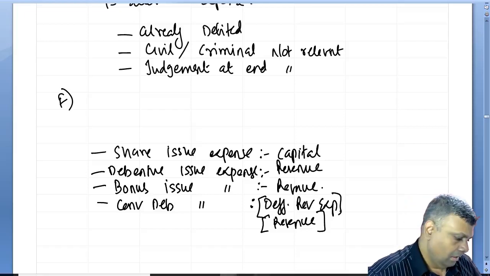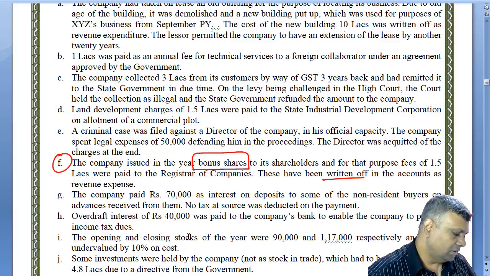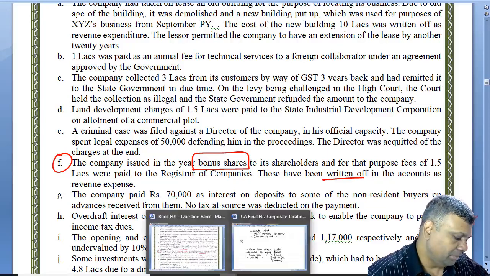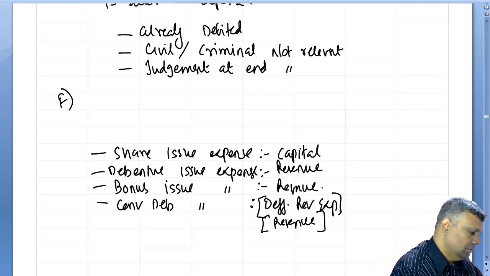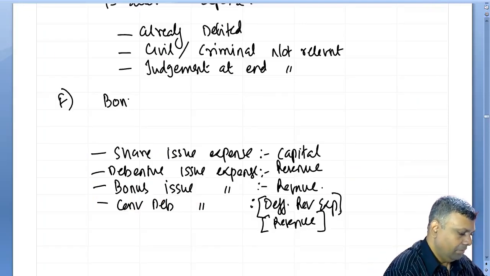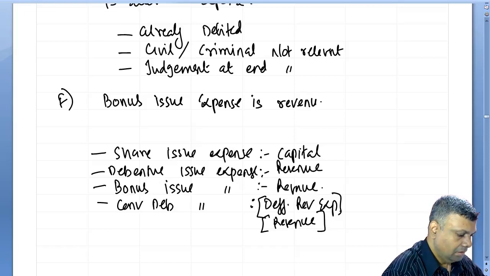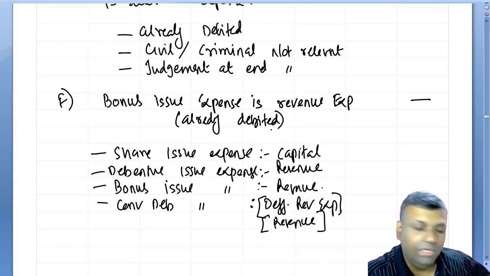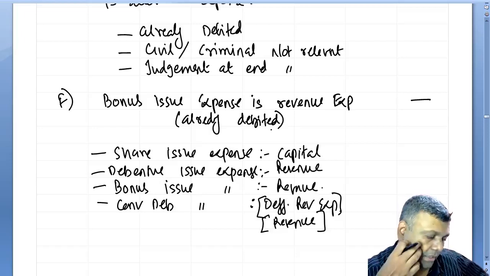Okay, so look at this particular question now. The question says the company issued bonus shares of 1.5 lakhs. So bonus issue is like a revenue expenditure as per the court cases, and therefore it is allowable. Bonus issue expense is a revenue expense. No adjustment required. It is already debited. This amount is already debited to the P&L. So you don't need any adjustment. It is an allowable expenditure.